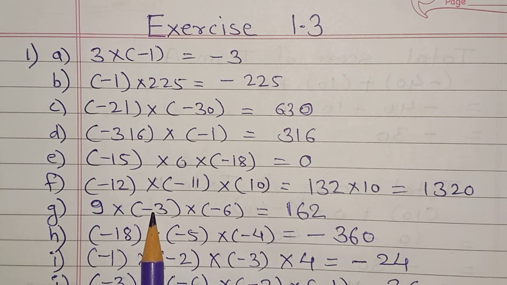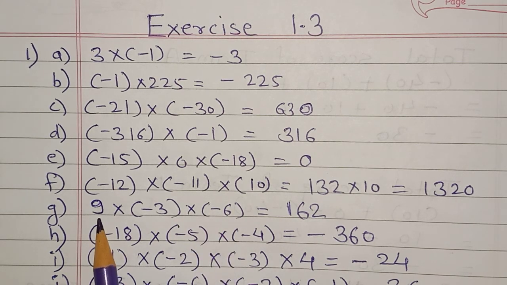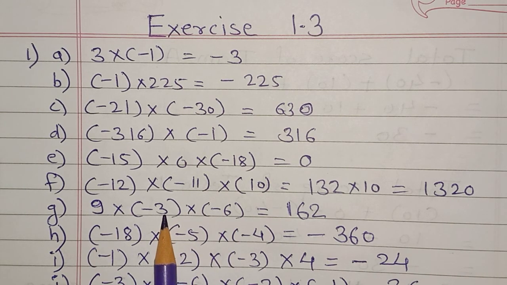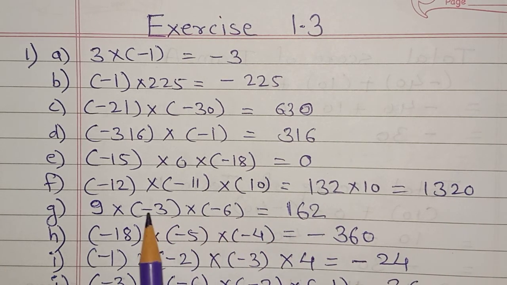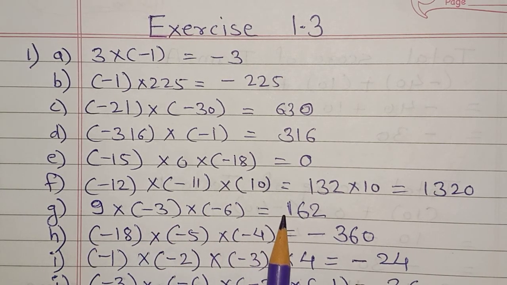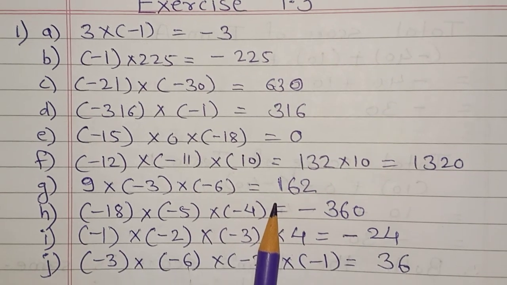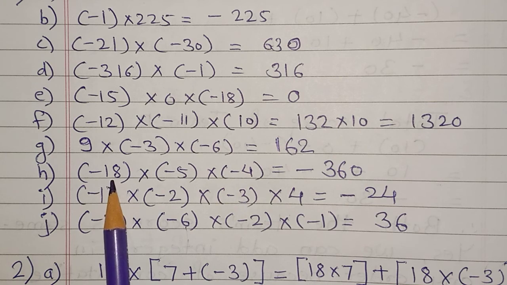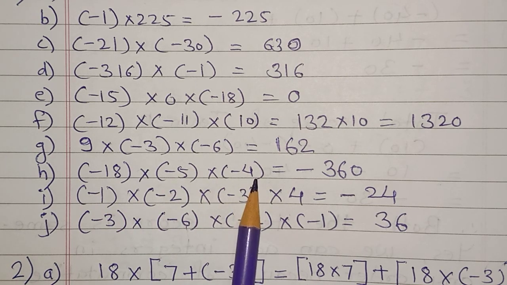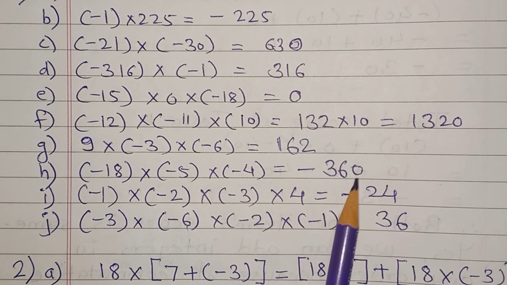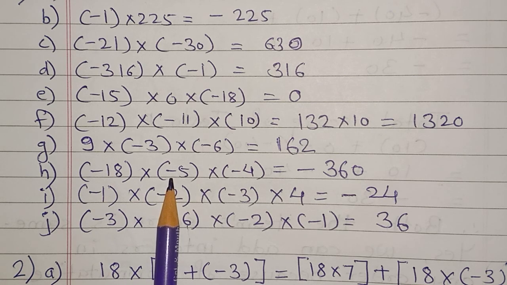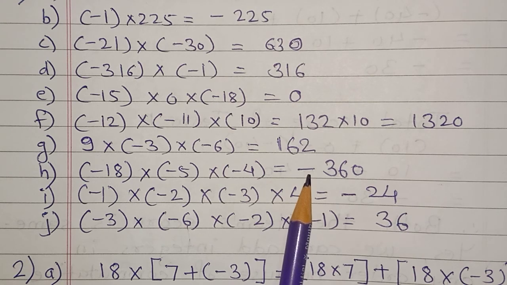9 into minus 3 into minus 6. 9 3s are 27, 27 6s are 162. Since both the numbers are negative, the answer will become positive, and positive into positive, the answer will be positive. Next is minus 18 into minus 5 into minus 4. Simply multiply 18 into 5 into 4, it gives the answer 360. Minus into minus gives positive. Positive into negative gives negative.